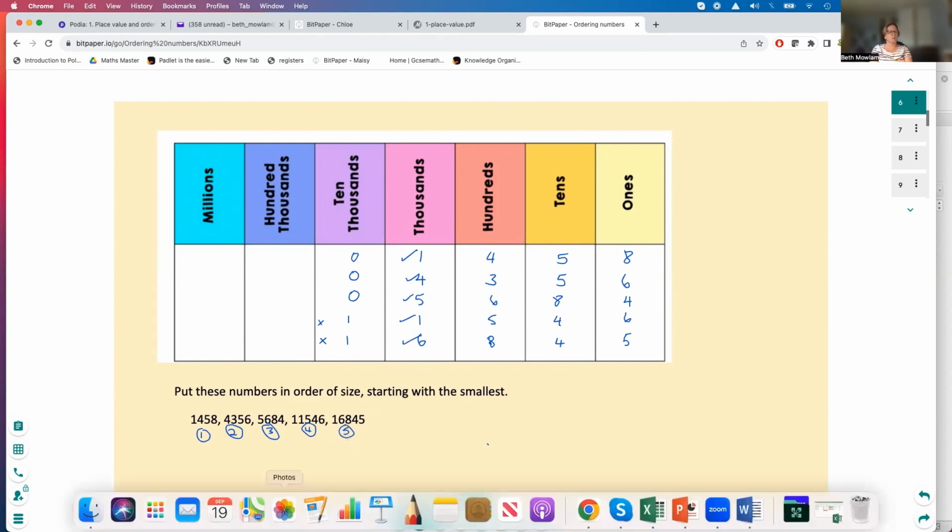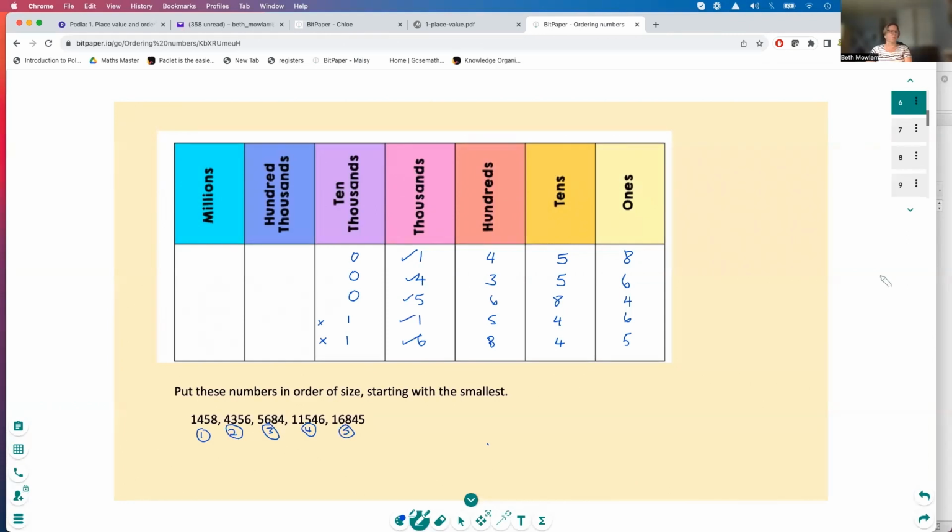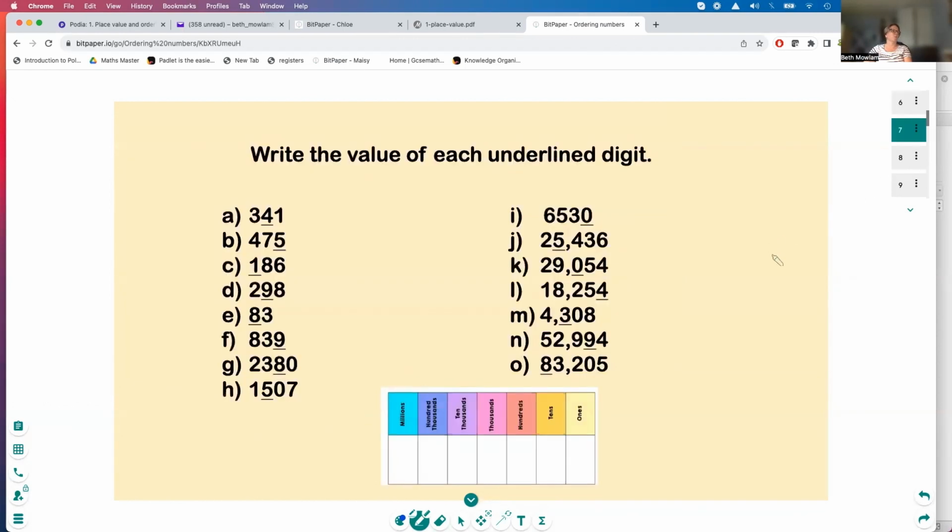So it's all about putting them in order of size, starting with the smallest. So we can use that table. Okay, so we write them all out first. We fill in any zeros in any gaps. And then we start with the biggest column. Choose which one has the smallest number there. Then we move to the next column, go for the one with the smallest number, and so on. Keep moving across looking for the smallest one.